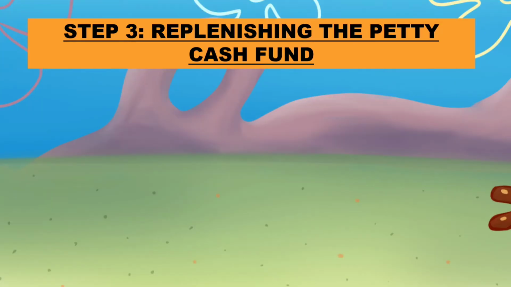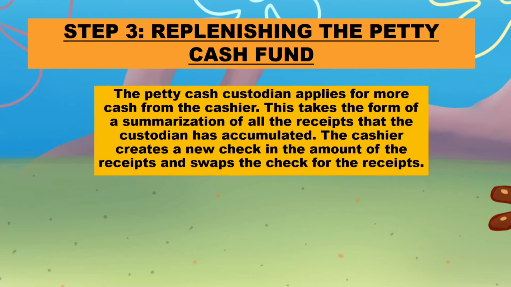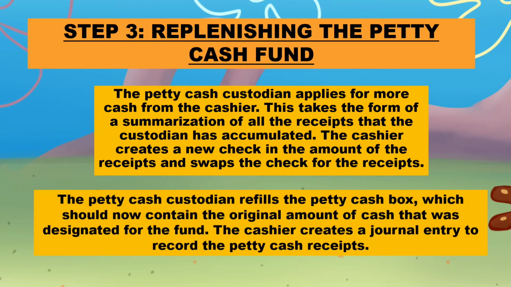Oh no! Mr. Krabs needs to replenish the petty cash fund after SpongeBob spent it all on Krabby Patties. This is the 3rd step. To replenish the fund, the petty cash custodian applies for more cash from the cashier. This takes the form of a summarization of all the receipts that the custodian has accumulated. The cashier creates a new check in the amount of the receipts and swaps the check for the receipts. The petty cash custodian refills the petty cash box, which now should contain the original amount of cash that was designated for the fund. The cashier creates a journal entry to record the petty cash receipts.